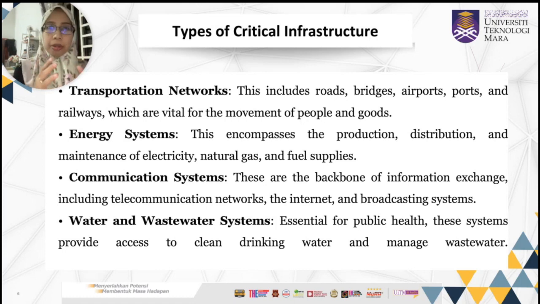All these are very vital for the movement of people and goods from one place to another, for exporting, importing goods and so on. So this is what we call the transportation network. Then we have the energy system. Mostly we focus on the production, distribution, and maintenance of electricity, natural gas, fuel supplies, all that. This is infrastructure for the energy system, because that is an essential basic need of our people for us to live. Then we have the communication system.